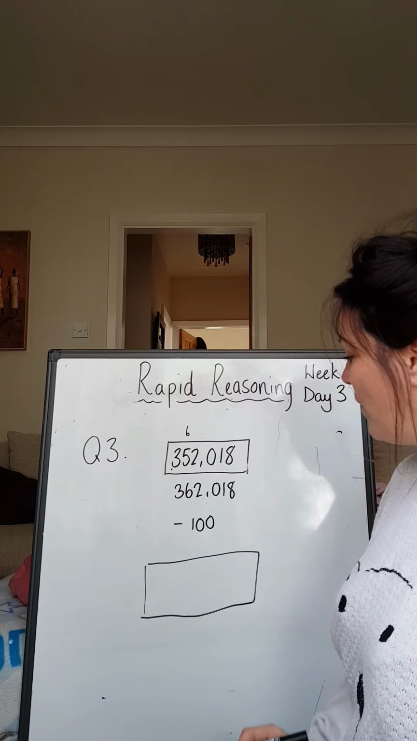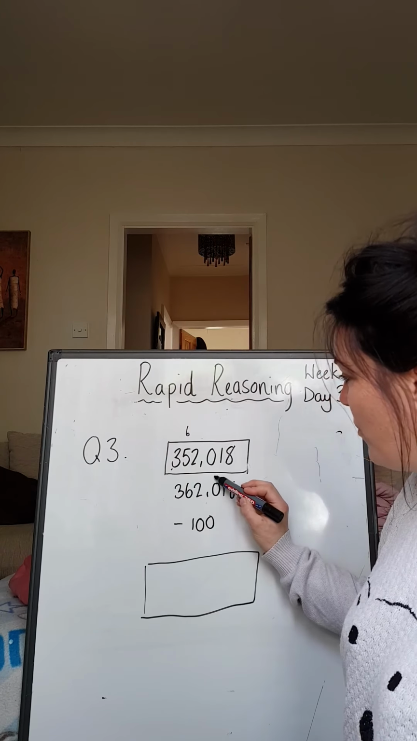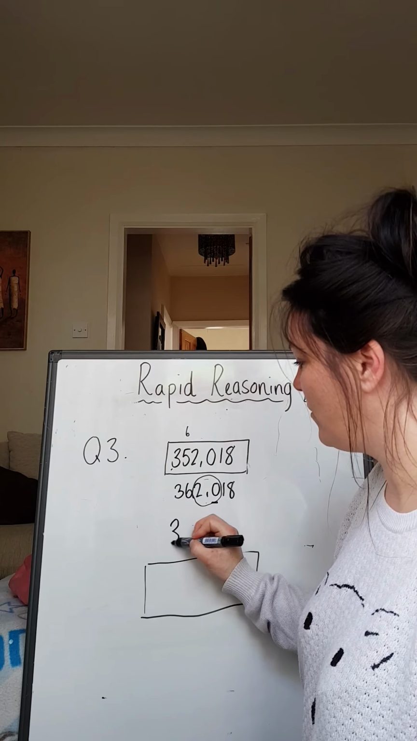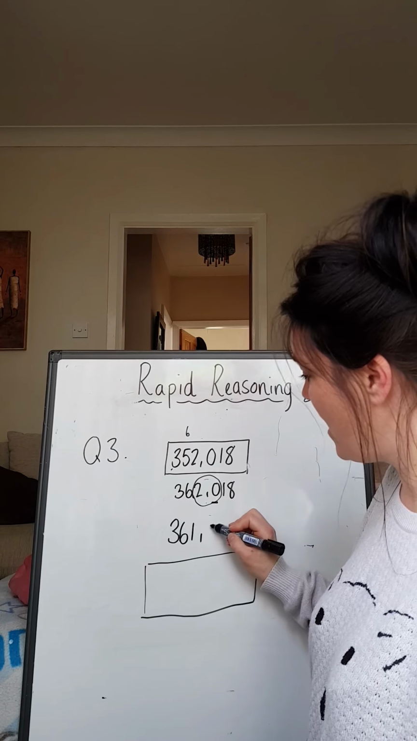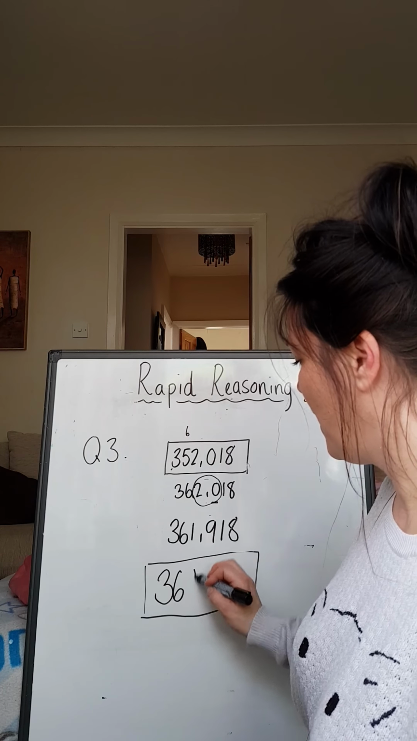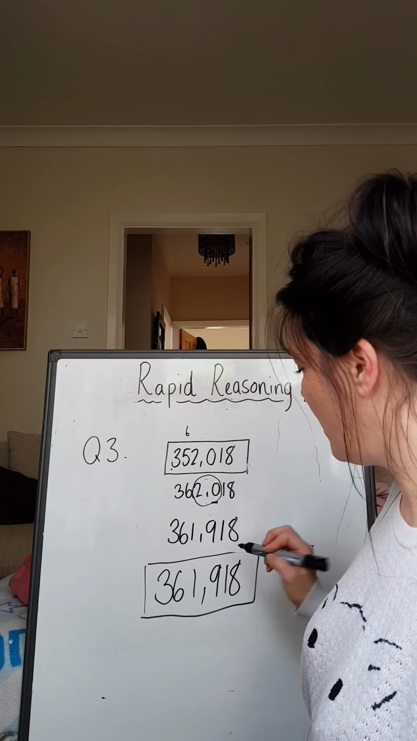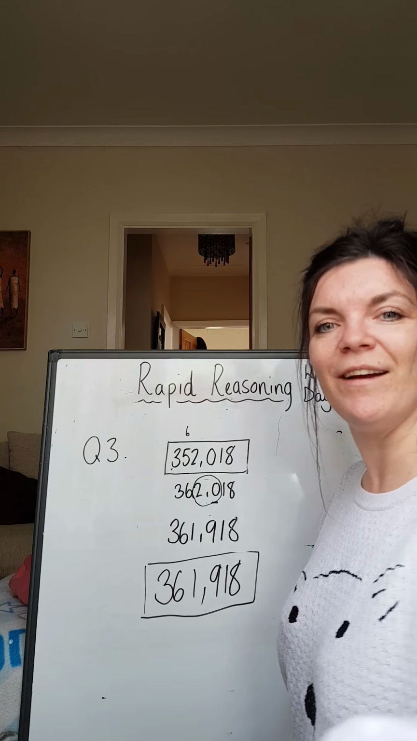Now I need to take away 100. There's nothing in the hundreds column. So I tell you what, I'll just bunch these two numbers together for now. And I'll just imagine that I'm taking away 1 from this 20. So I'm just going to take 1 away from the hundreds column still, or 1 away from 20 now. And I've worked out that this number would be 3, 6. If I take 1 away from 20, it would be 19. So 1, 9, 1, 8. And that is Max's number that I'm going to put into the box. 361,918.